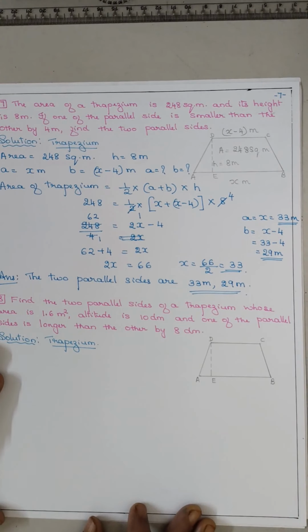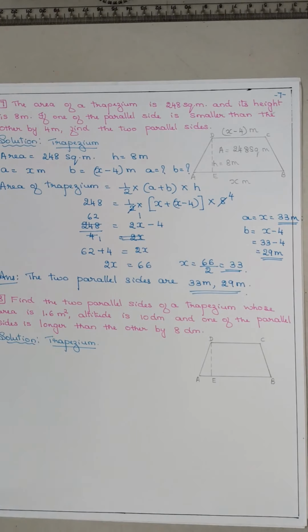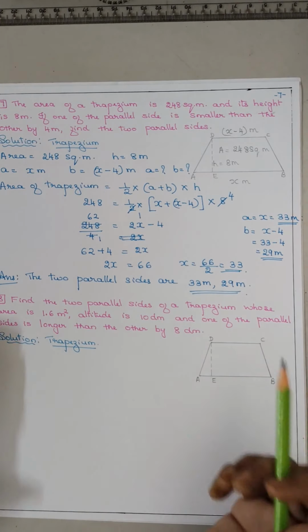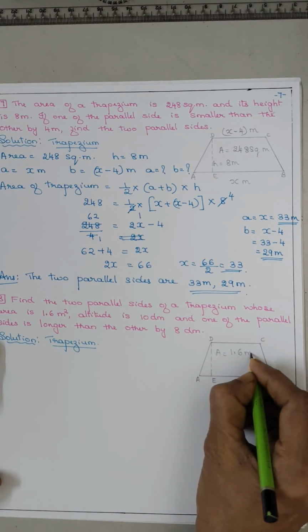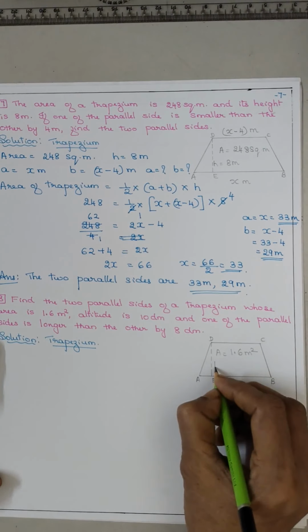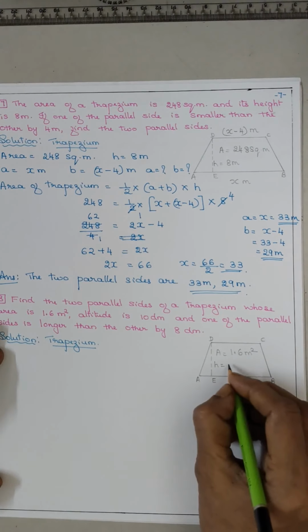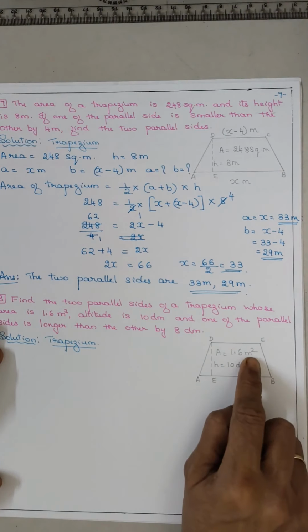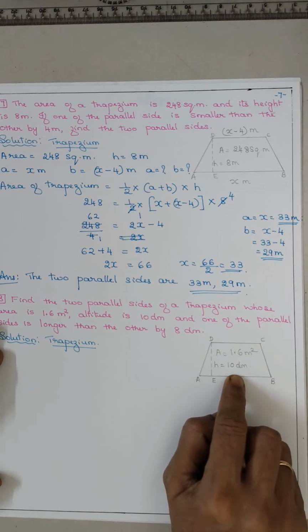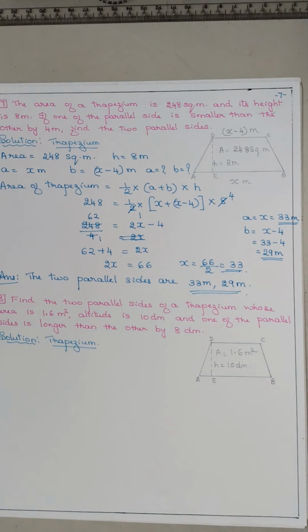Now coming to the 8th sum. Find the two parallel sides of a trapezium whose area A is 1.6 meter square and altitude, that is h, is equal to 10 dm. Area is meter square. The height is given in dm. Already we have learnt, so if it is different units, you have to convert, isn't it?